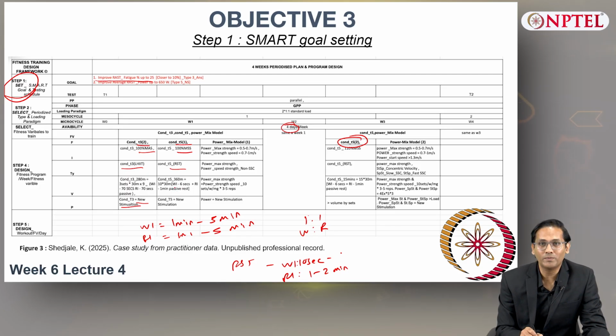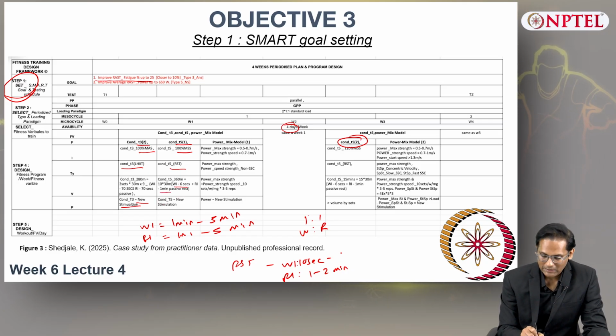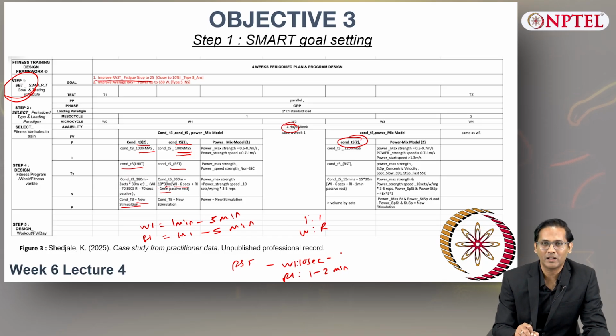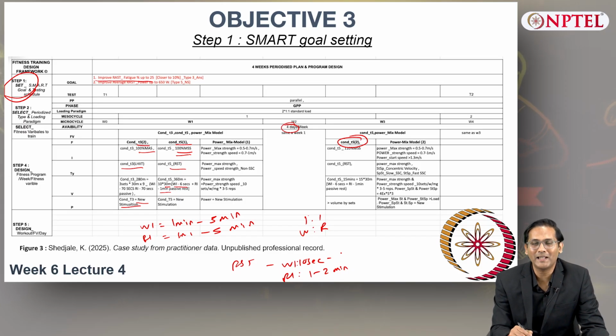So the volume that is prescribed is a total of 360 meters. Work interval is 6 seconds and rest interval is 1 minute. So for 6 seconds the athlete will run at 100% of MSS, covering 30 meters, and he will repeat that 10 times. This will be the volume for improving repeated high speed run ability.